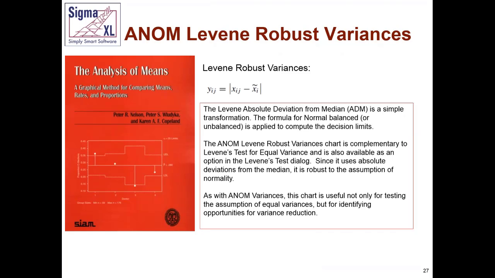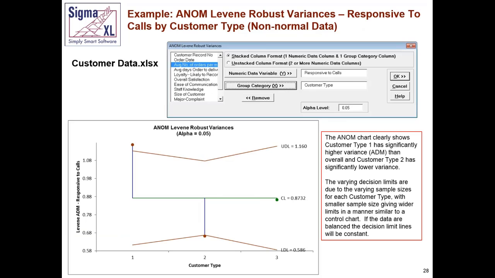And then the Levene robust variances, you're taking the observation minus the median, the absolute value. It's the absolute deviation from the median that you're looking at. Same idea as the Levene's test, but now we're applying it in an Anom chart. So it makes it robust to the assumption of normality. It's a measure of variability.